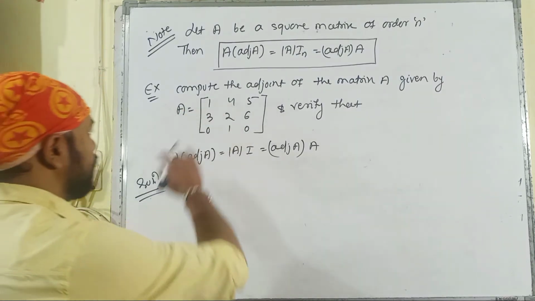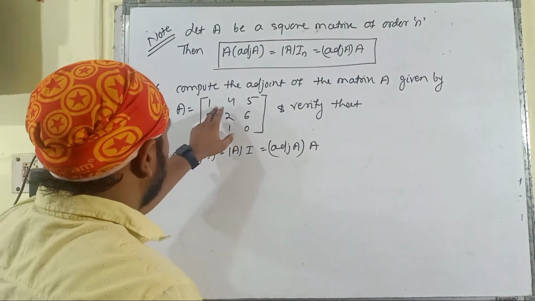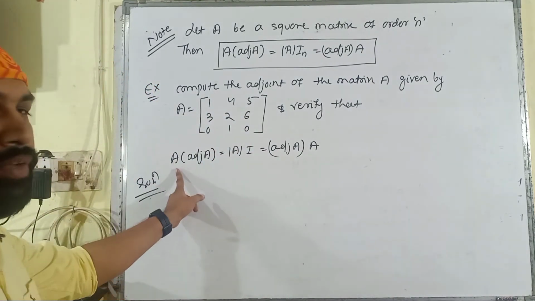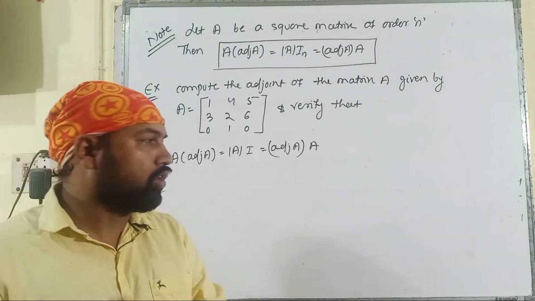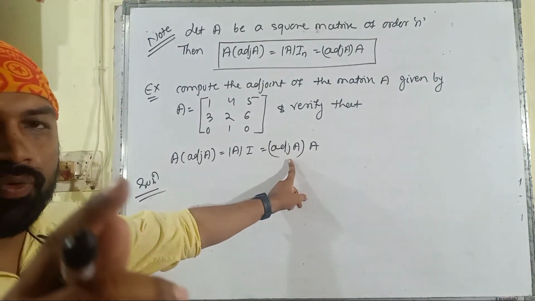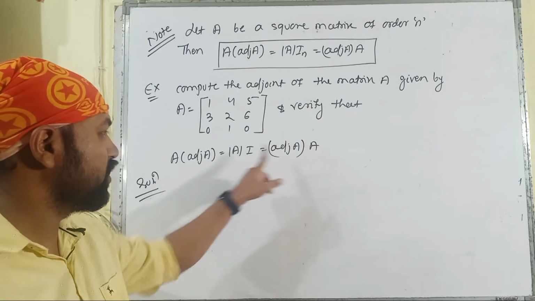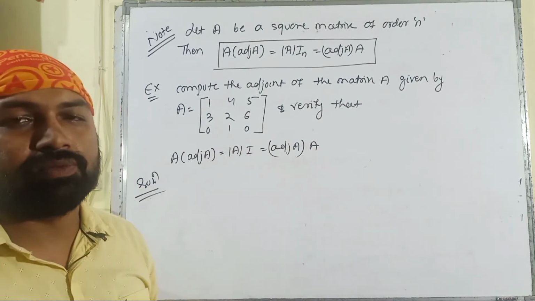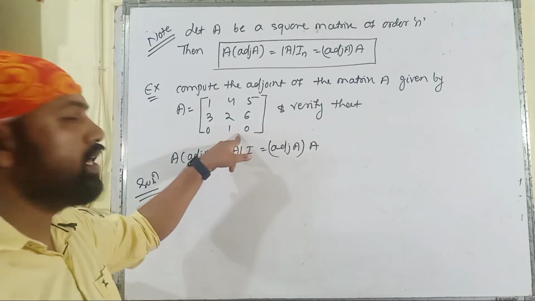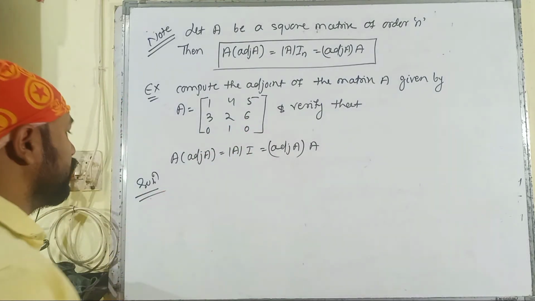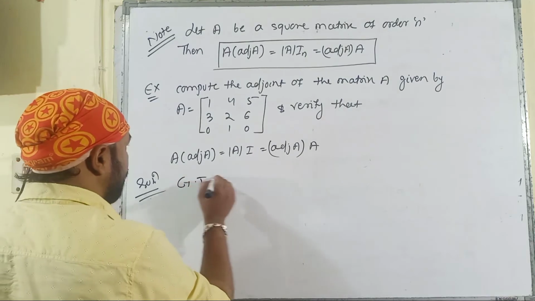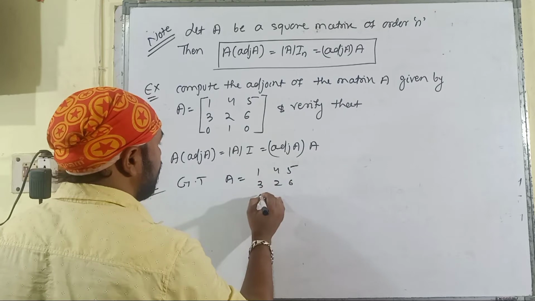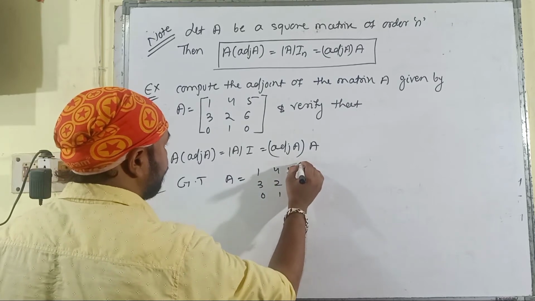So here a matrix A has been given to you: 1, 4, 5, 3, 2, 6, 0, 1, 0, and we have to verify that the multiplication of the matrix A with the adjoint of A, or the multiplication of adjoint of A with the matrix A, gives you the same result, that is determinant of A multiplied with the identity matrix, and the identity matrix must be of order 3 because A is of order 3. So let us go through the given condition. Given that A is equal to 1, 4, 5, 3, 2, 6, 0, 1, 0.